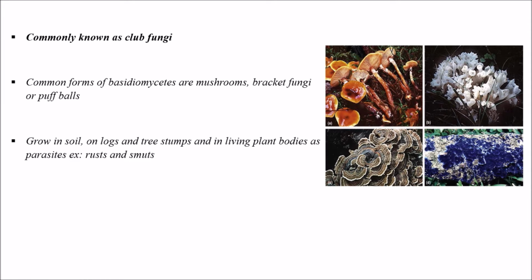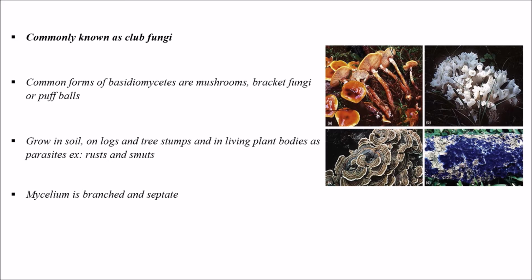These grow in soil or on logs and tree stumps and in living plant bodies as parasites. Example, rust and smuts. So where all we can find club fungi or Basidiomycetes? They grow in soil, on logs and tree stumps and even in living plant bodies as parasites. Example, rust and smuts. The mycelium in Basidiomycetes is branched and septate.